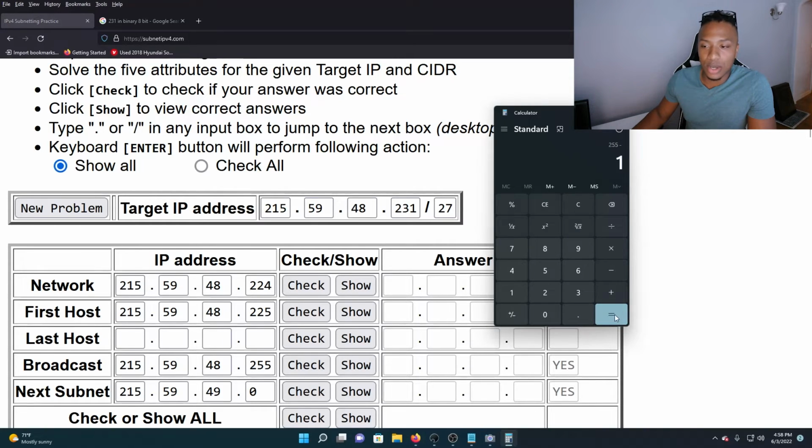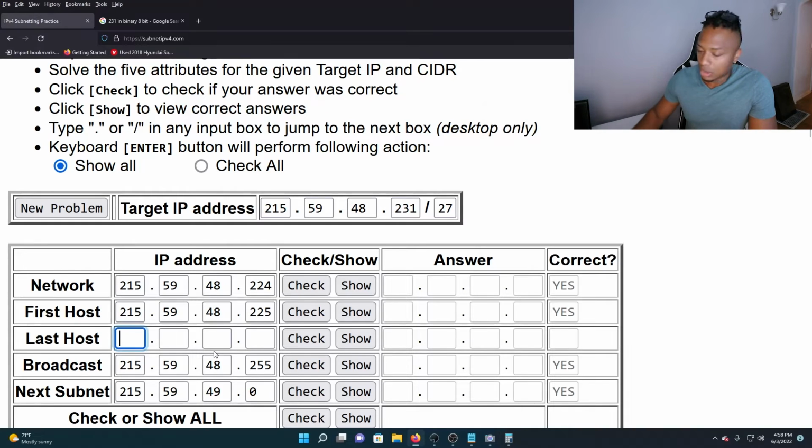And then last host, minus 1. The last host is always the one beneath the broadcast, the last IP address. Sorry about that. 254. What the hell am I doing? So 254, guys, is going to be the last host, the last usable IP address. So you can't use the broadcast IP address as a host.